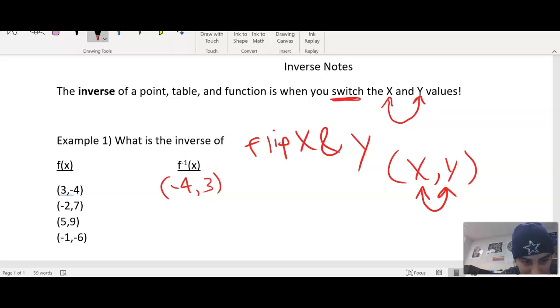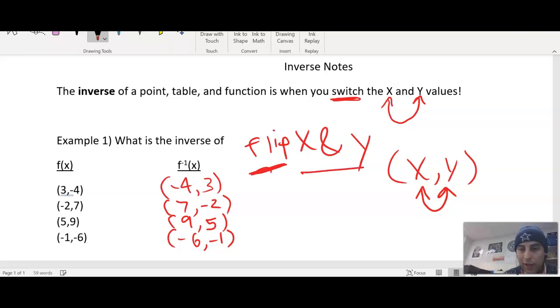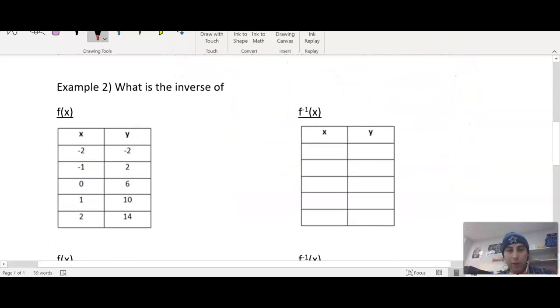Okay, so the second one, negative 2, 7 becomes 7, negative 2. 5, 9 becomes 9, 5. Negative 1, negative 6 becomes negative 6, negative 1. All I'm doing is flipping x and y. Cool. Now, what about a table?